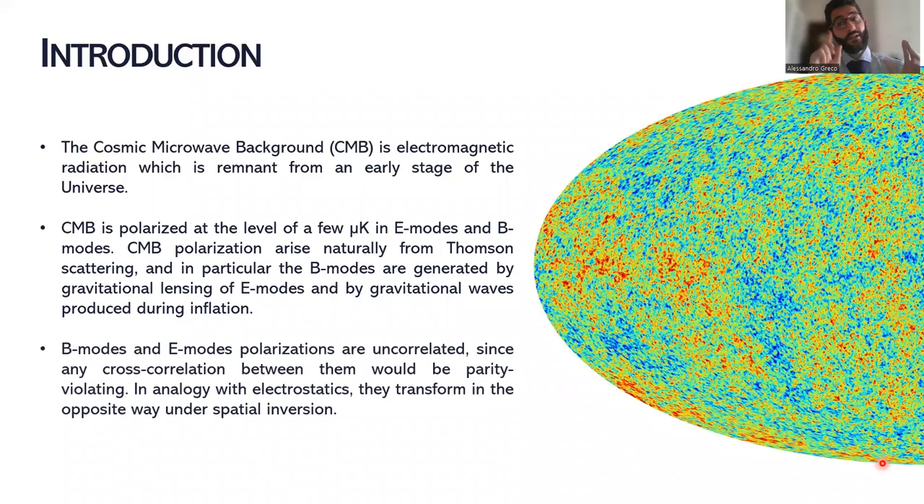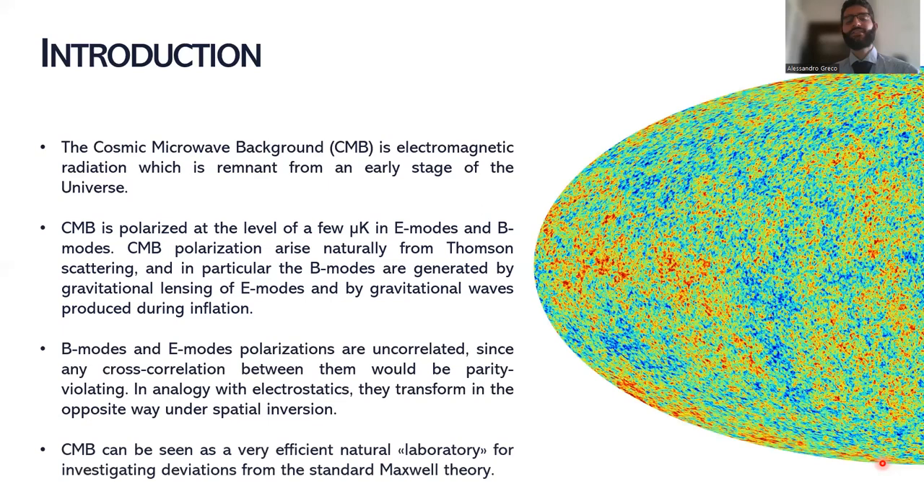But the important fact is that E modes and B modes polarization are uncorrelated, in the sense that if you compute the angular cross correlation between them, you obtain a parity breaking object. So, in analogy with electrostatics, when you have the electric field transforming in one way and the magnetic field in the opposite way under spatial inversions, that is under parity, the same happens for the CMB. The E modes and B modes are uncorrelated because the cross correlation is parity breaking.